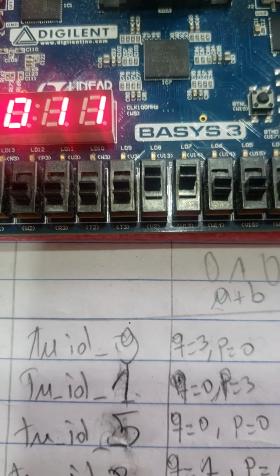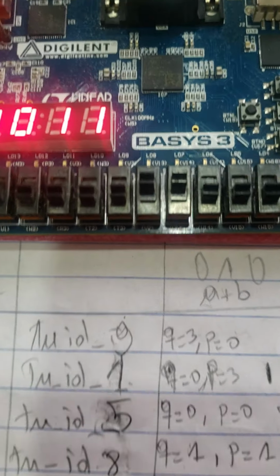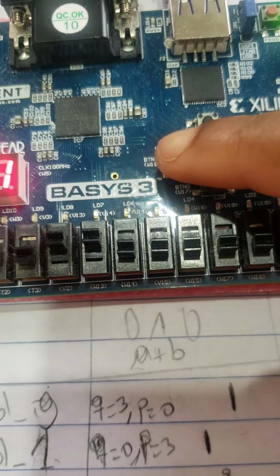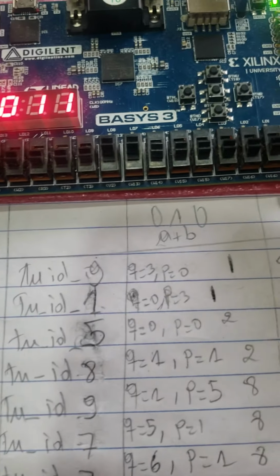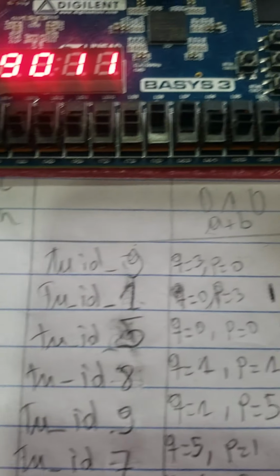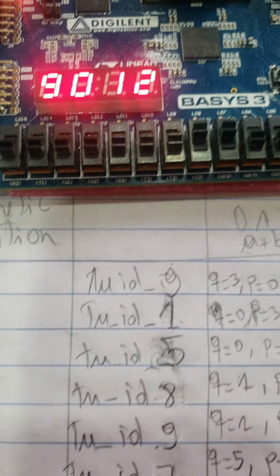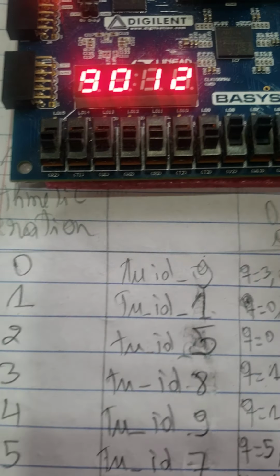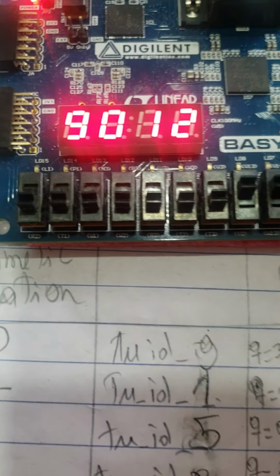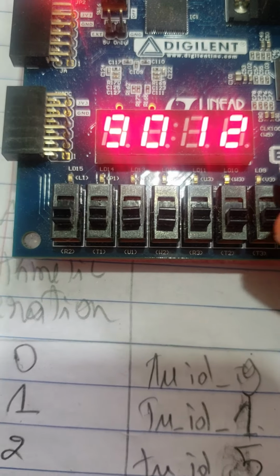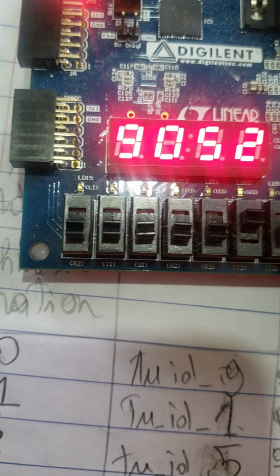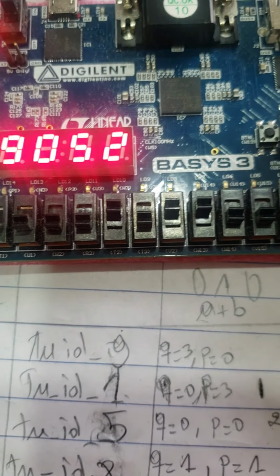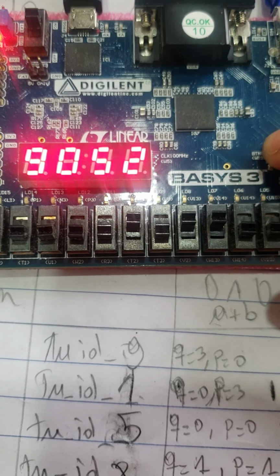1 is 0001. Yeah. So this is 1, so we have to save it. So we're going to continue. 2 corresponds to 5. So 5 is 0101. So it's 5. So we're going to have to save it.